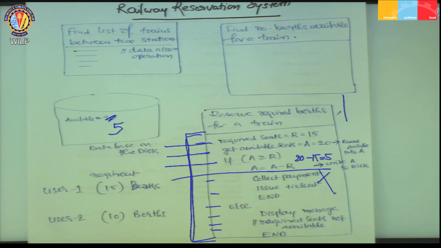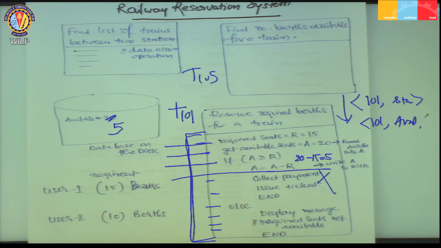When the transaction has started, let us assume that the transaction is T101, and when the second user starts, it could be T105 or something like that. For every transaction I am going to store information like the transaction 101 has started, and what is the data item that has been modified by the transaction. The available seats is the data item, the old value is 20 and the modified value is 5, and after doing this there is the system crash.